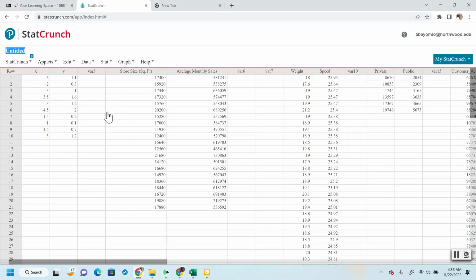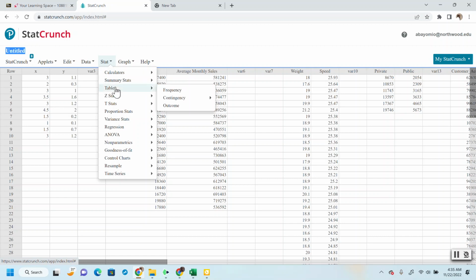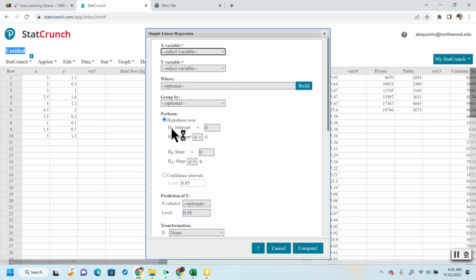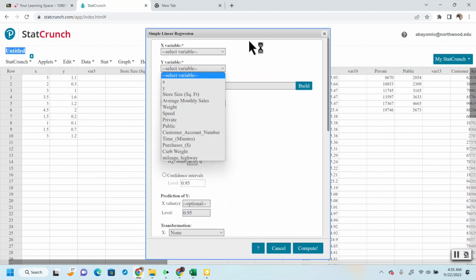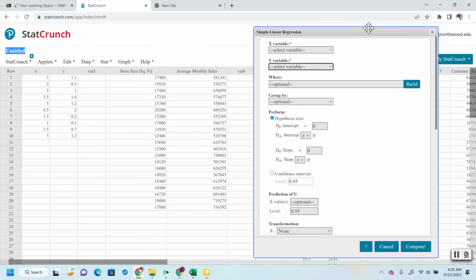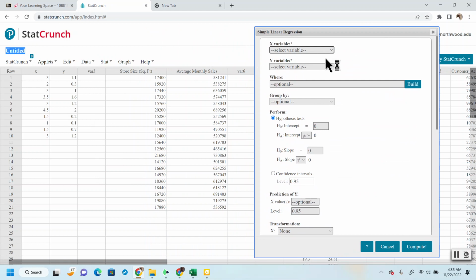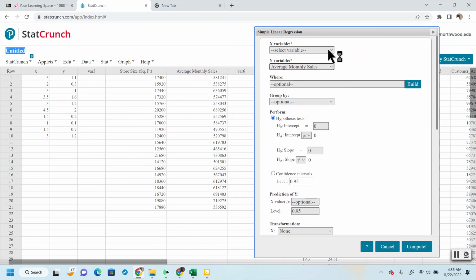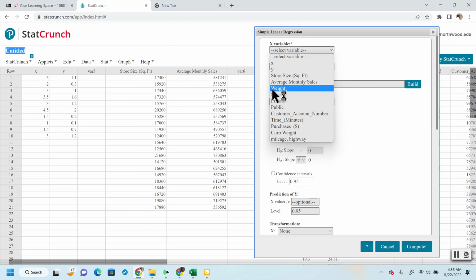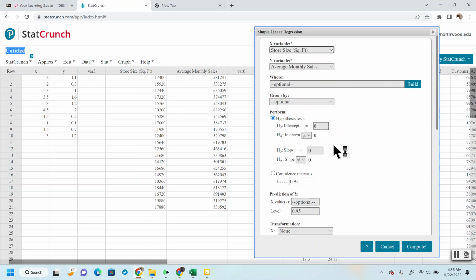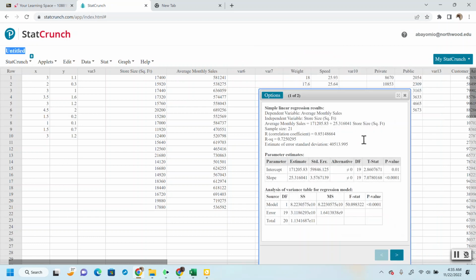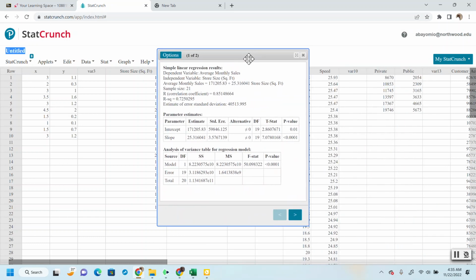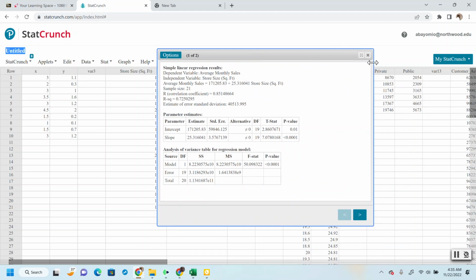So let's go in, we go to Stat, go to Regression, go to Simple Linear, click on that. Our Y variable in this context, remember, is the average monthly sales. So average monthly sales, and then our X is the store size. So click on that. And we would like to perform a hypothesis test and compute. So here we go. Quickly.